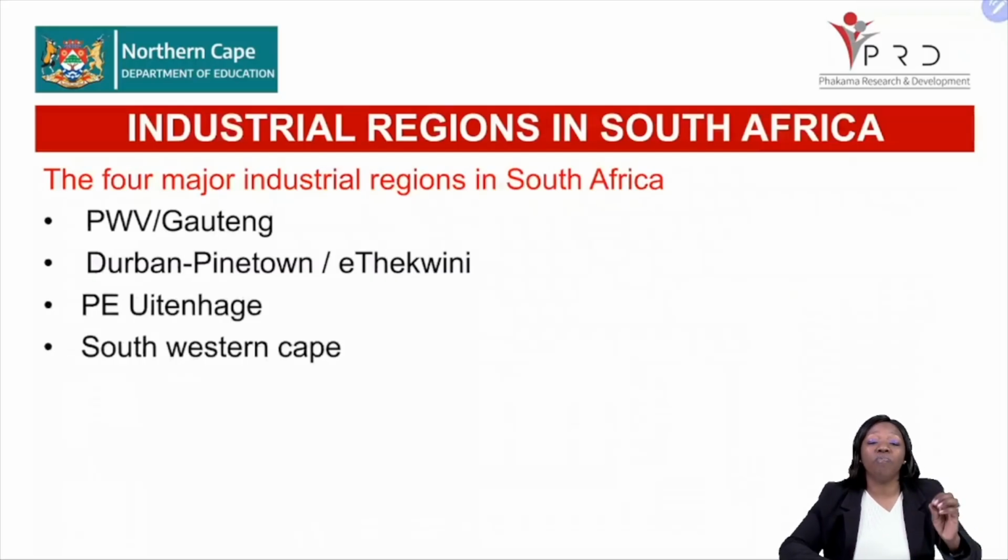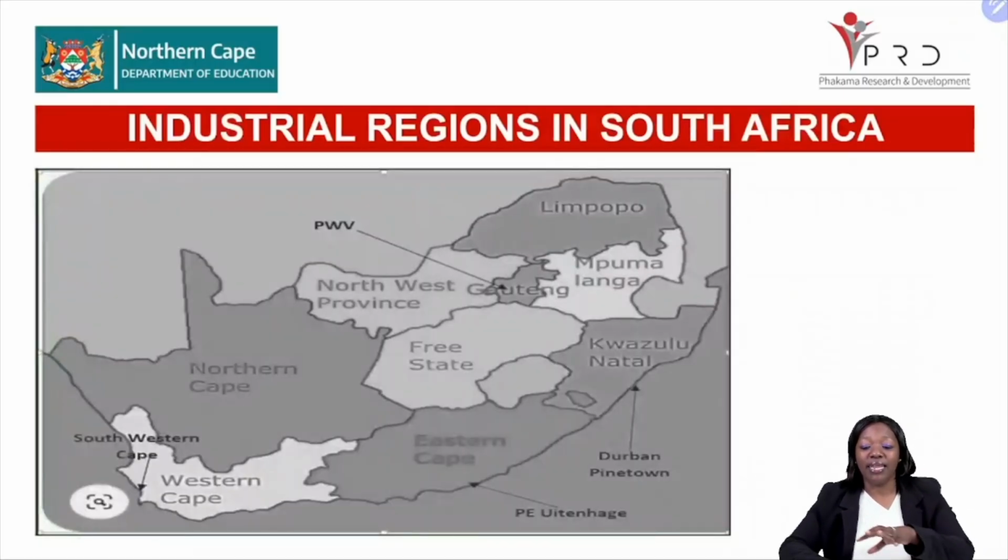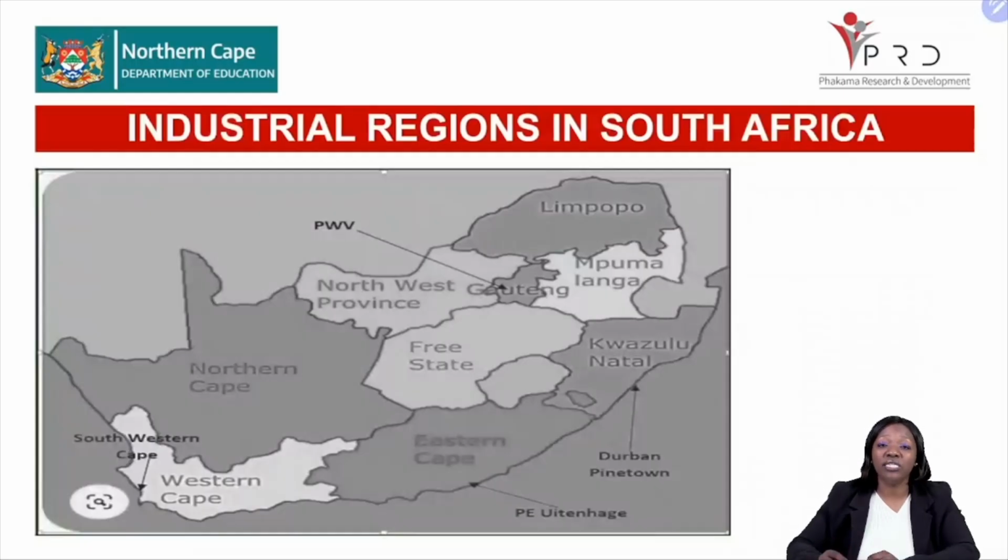So remember I said your PWV, you're supposed to know what it stands for. Then we're going to start with their location. We said PWV, which is the first one, is located in Gauteng, as you can see there on the map of South Africa. Then the second leading one is located in KwaZulu-Natal. We call it Durban Pinetown. Then number 3, we have our Port Elizabeth ATMH, the PE, located in the Eastern Cape. Then we have the 4th one, which is our Southwestern Cape, located in the Western Cape.